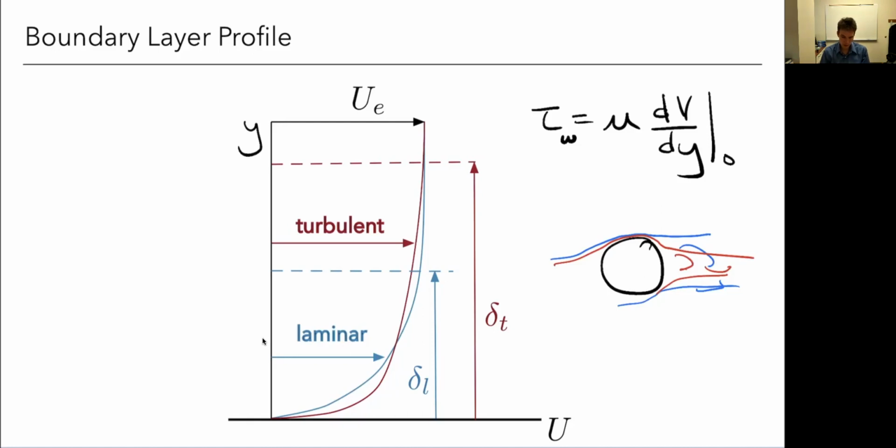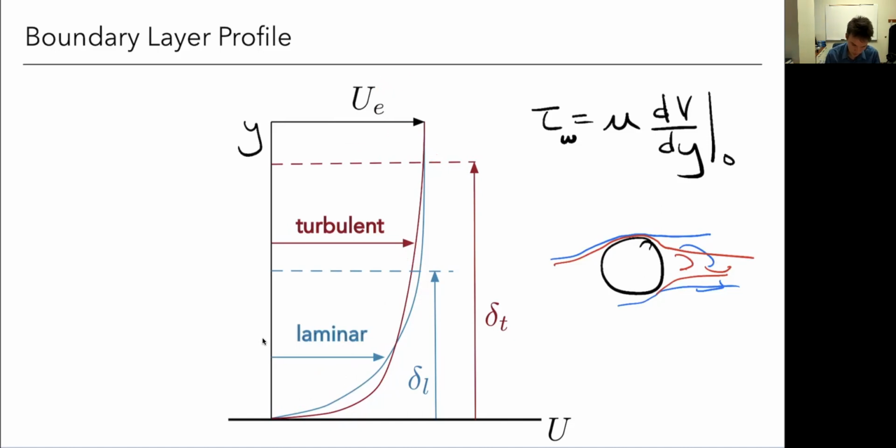The other thing we'll notice from this picture is that the laminar boundary layer recovers to what we call our edge velocity much quicker than the turbulent boundary layer. In other words, the turbulent boundary layer is much thicker. Because of that large scale mixing, its effects extend further out into the flow field.